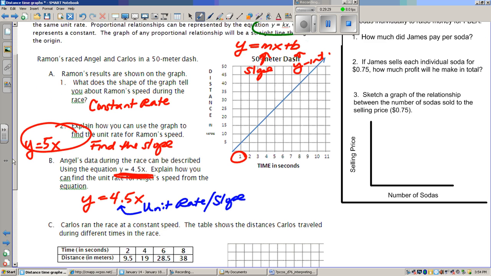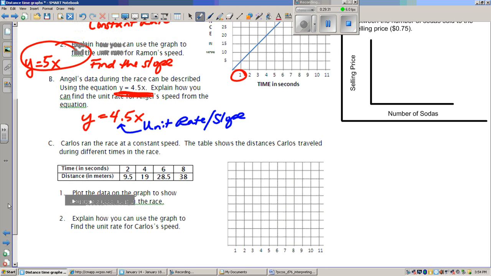All right, let's look at Carlos down here. For Carlos, we're only given a table. It says Carlos ran the race at a constant speed. The table shows distances Carlos traveled during different times in the race. All right, so at 2 seconds, he's traveled 9.5 meters, at 4 seconds, 19 meters, so on and so forth. If we're writing an equation, actually it asks us to plot the data first, so let's do that. It says plot the data in the graph to show Carlos's speed during the race.